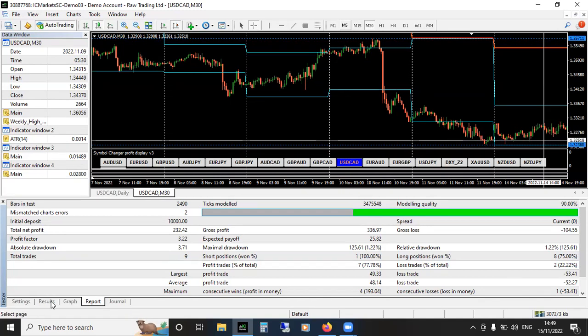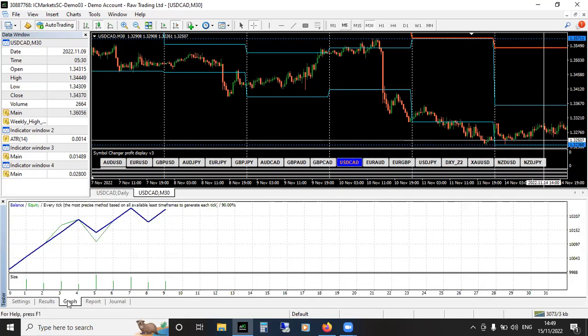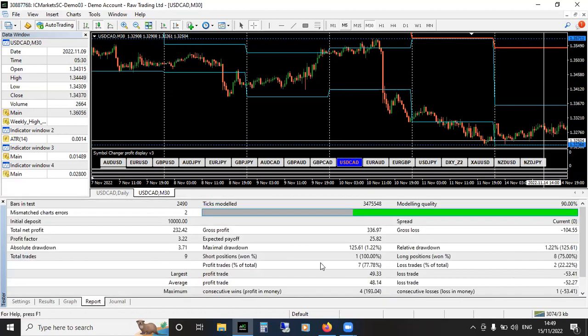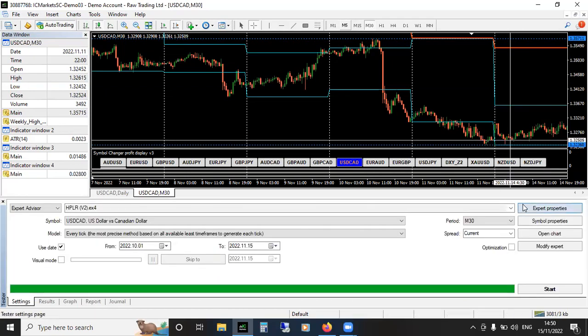And you can come here and look at the way the graph works, look at the reports, anything you want to see in the reports. You can play around with it, look at the hours, 1 hour, 2 hour, 3 hour, 4 hour, look at what gives you the best results, and then know what to use for that particular pair.